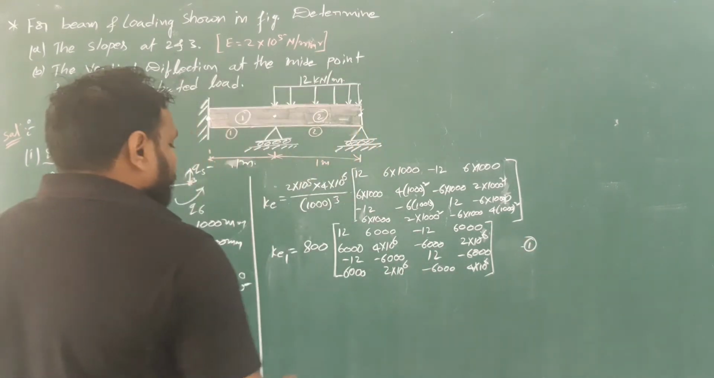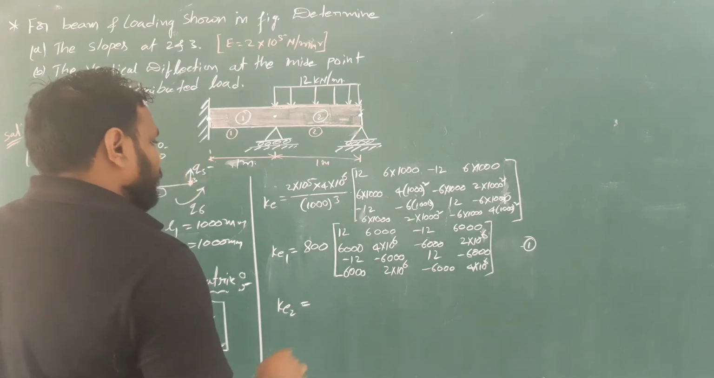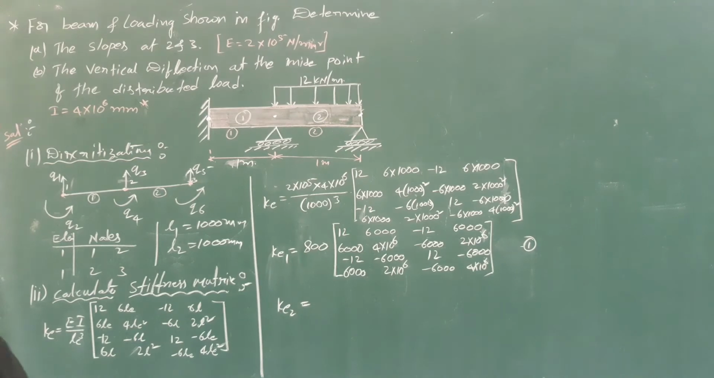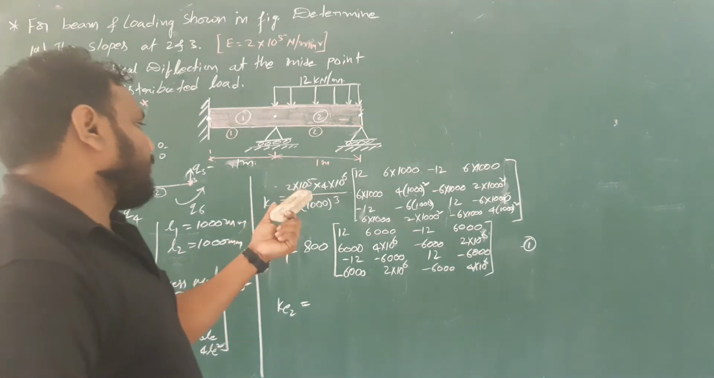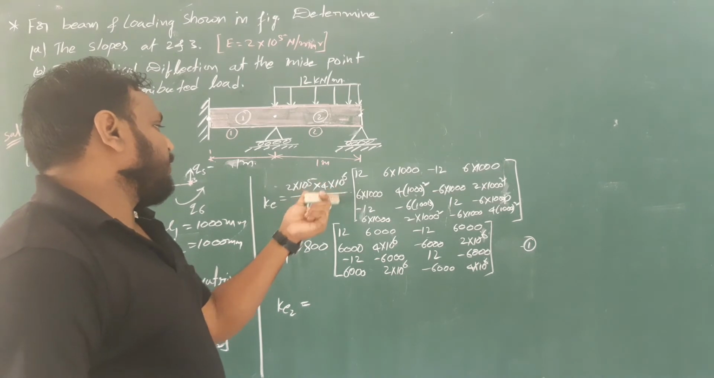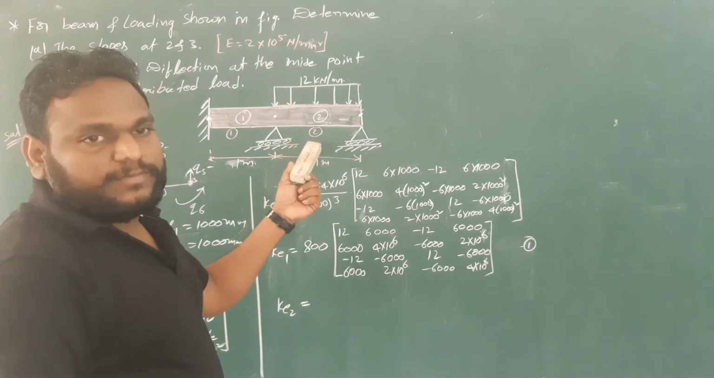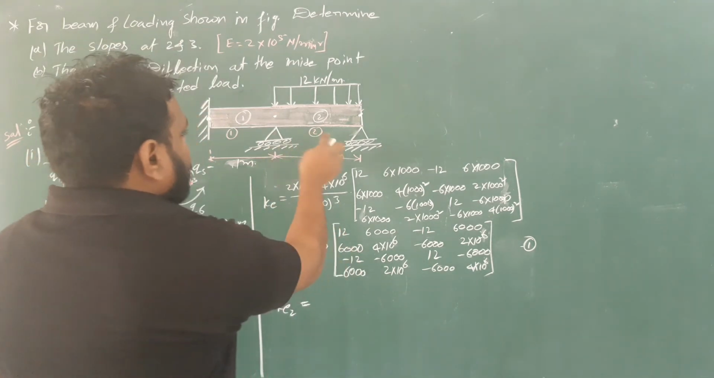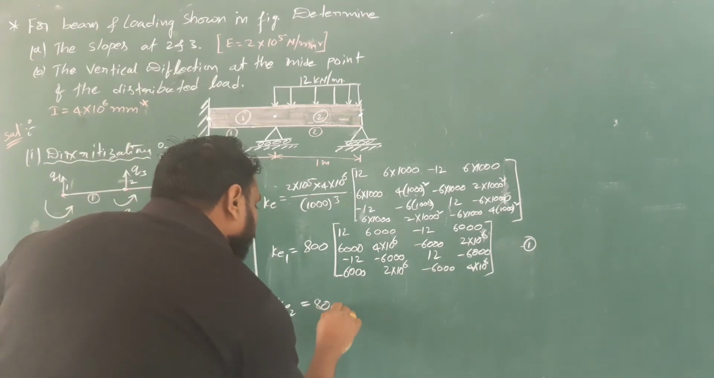Now find the second element's stiffness matrix. For the second element, the Young's modulus is the same, I is also the same, and the length is also the same. Because of this, the element 2 stiffness matrix is also the same. These two elements have the same properties, so I write the same matrix here.